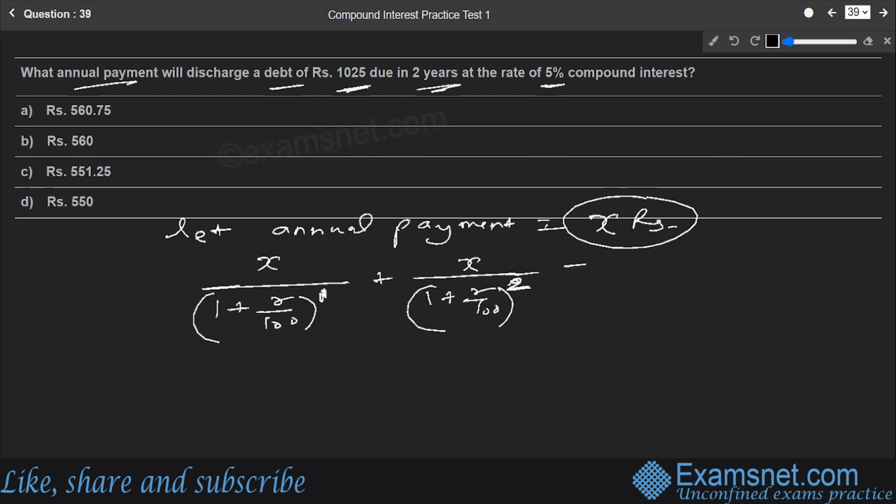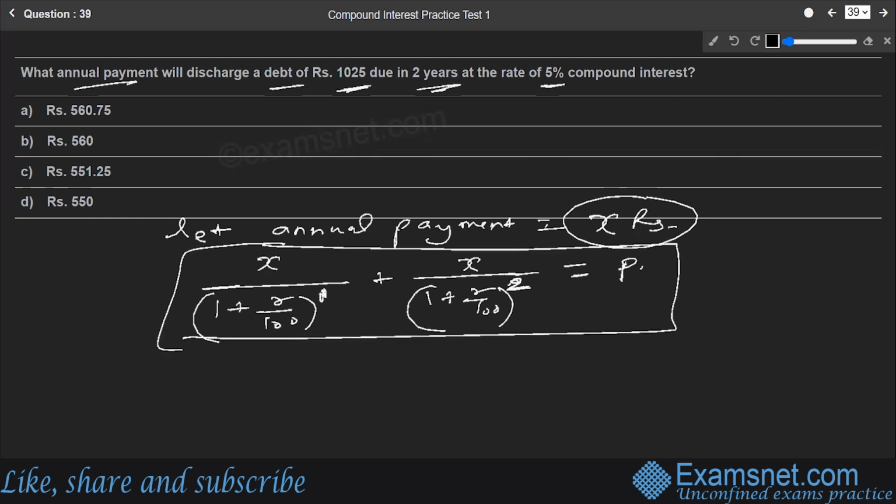This should be equal to the principal value, which is 1025 for our case. Let us write it as principal. So this is the formula which is applicable for discharging the annual debt. Let us use this formula directly.